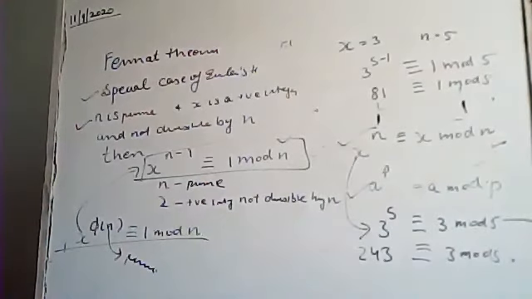What remainder will you be getting? That is 3 over here. And if you divide 243 by 5, again your answer will be 3 over here. Okay, so this is the Fermat theorem. I hope this is clear to you. I hope, guys, this is clear to you, Fermat theorem.